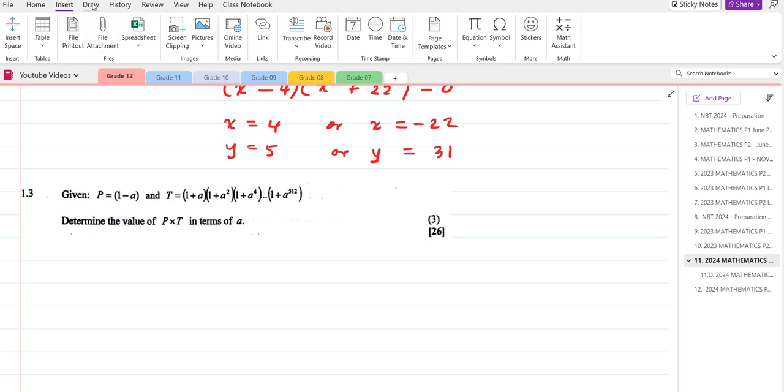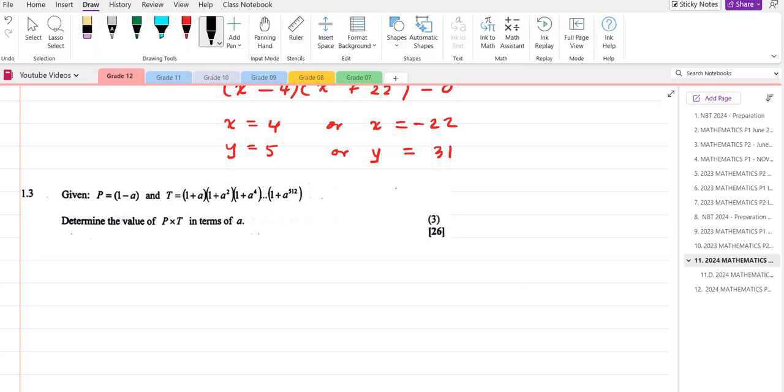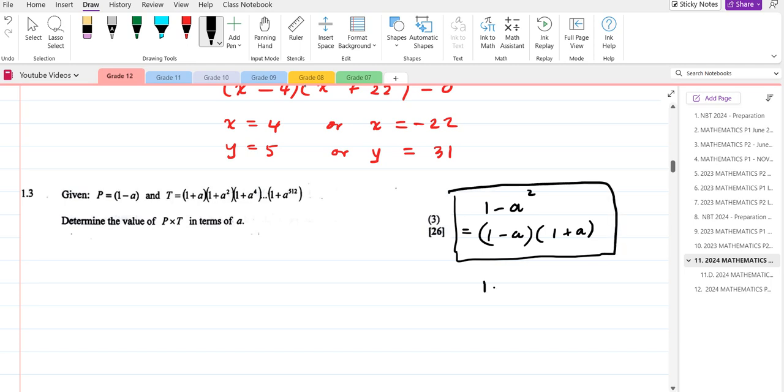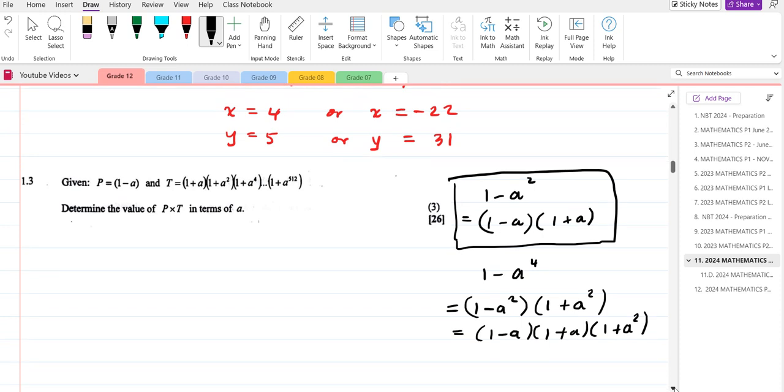Now I want you to think about this. What if we want to factorize 1 minus A squared? We're trying to find a pattern here. 1 minus A squared is 1 minus A into 1 plus A. What if we want to factorize 1 minus A to the power 4? That's 1 minus A squared into 1 plus A squared. Well, we can't factorize this, so what we have is 1 minus A into 1 plus A into 1 plus A squared.